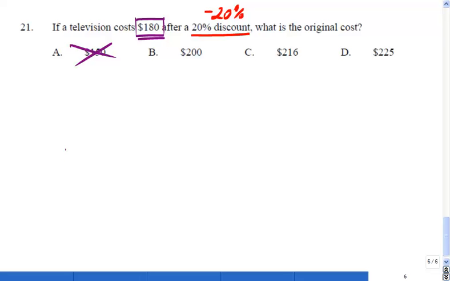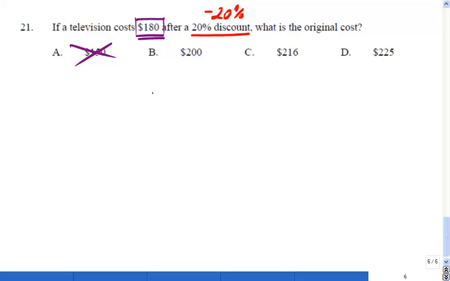Okay, how can we find which one is the answer? Like I said, there are many ways. One way is to go back to check your options, take 20% off of each one of them, and see if you get 180, right? That's one way. Another way is to write the given statement.